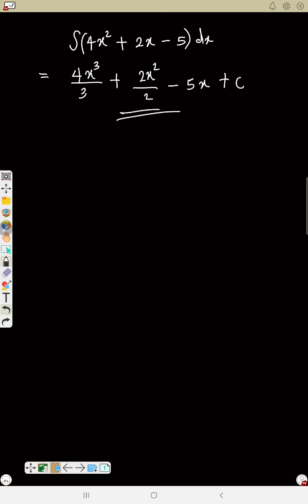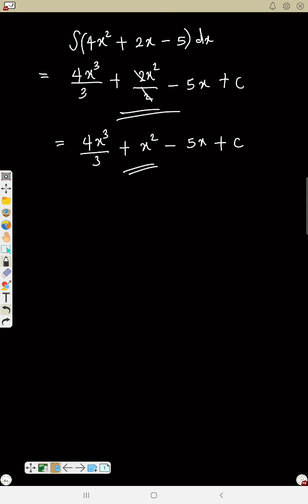Because anytime you have constants, you are free to say the 2 cancel out. So this can also be 4x cubed over 3 plus x squared minus 5x plus c. Answer. So this is what we did last time. I just wanted you to recall from here.